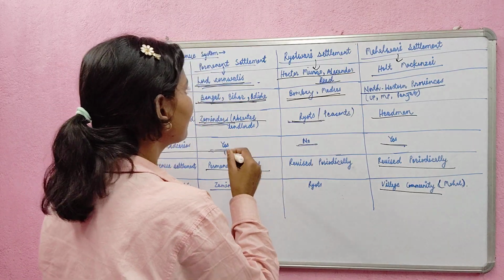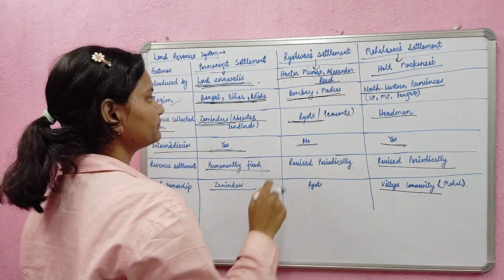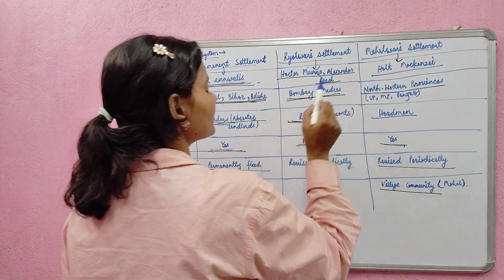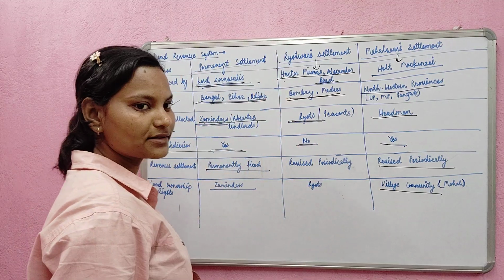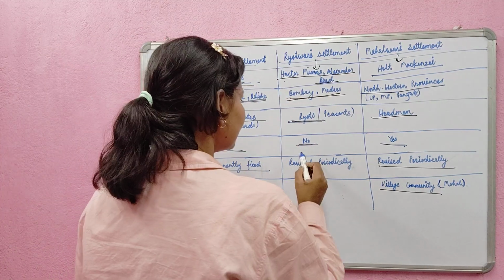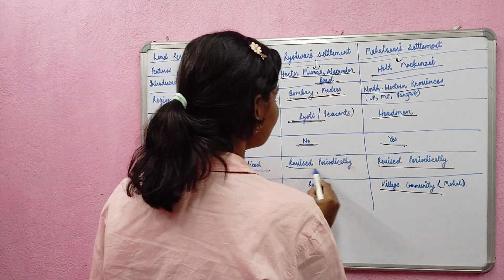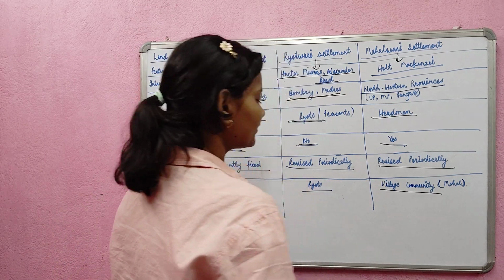Particularly, it was introduced by Hector Munro and Alexander Reed in the region of Bombay and Madras. The revenue was collected directly from the ryots. Were there intermediaries? No. Revenue settlement was revised. Land ownership right was in the hand of the ryots.